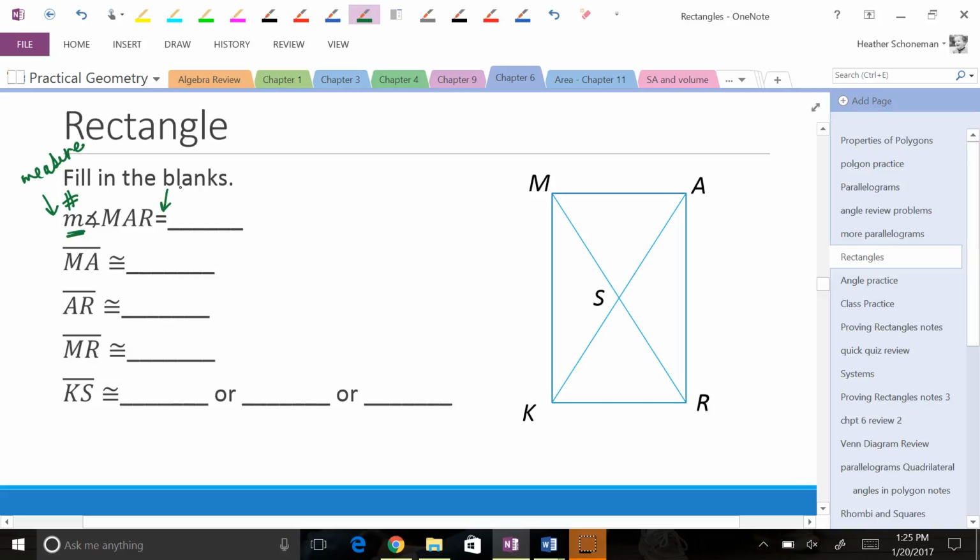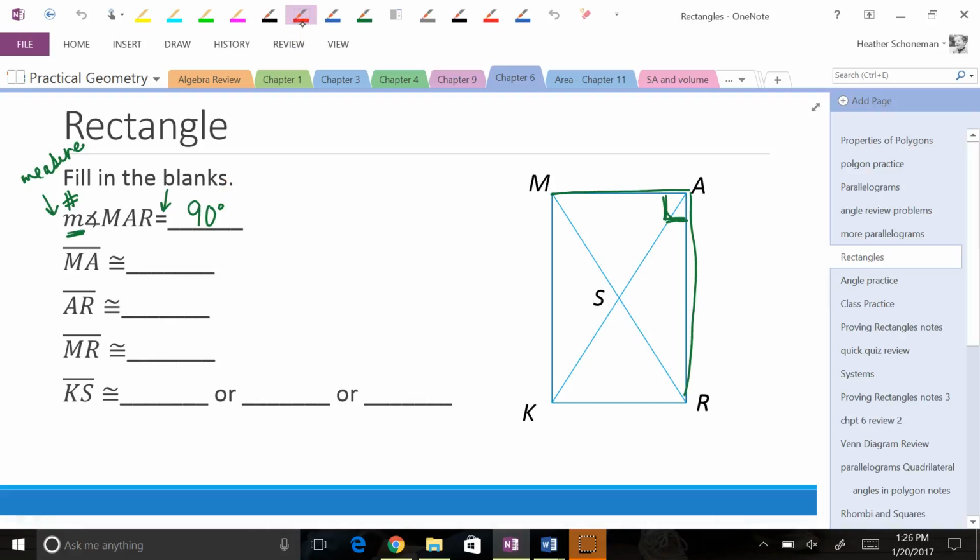So it wants to know the measure of angle MAR. Well, let's see if we can find MAR. M to A to R would be this angle. In a rectangle, what do we know about the corners? Well, we know they're right angles, and a right angle is always 90 degrees.